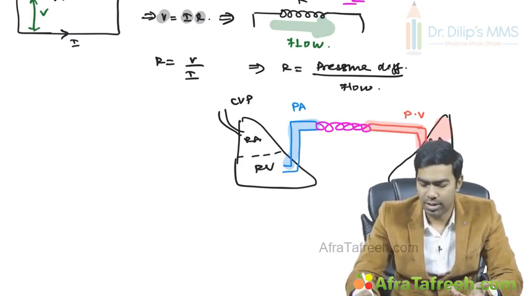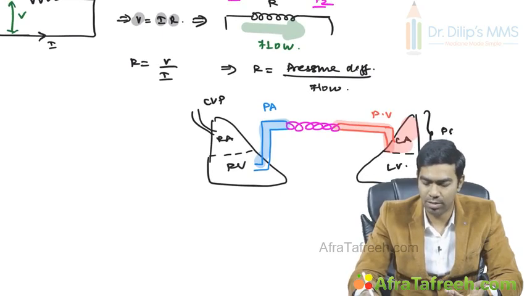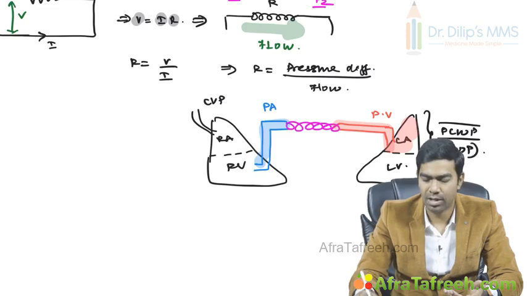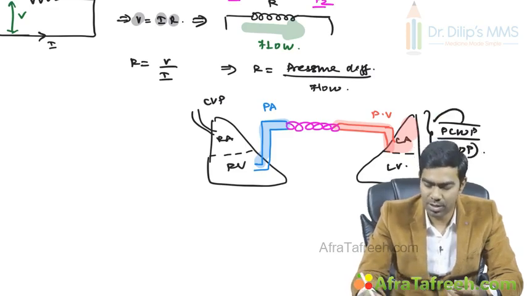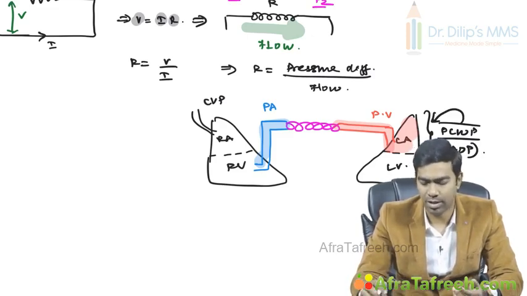We know very well this left atrial pressure you can measure through a pulmonary artery catheter, that is your Swan-Ganz catheter, through a wedging process called pulmonary capillary wedge pressure, which is otherwise referred to as pulmonary artery occlusion pressure. So this is the one that's going to indirectly tell you what is the left atrial pressure or the pulmonary venous pressure. Fine.